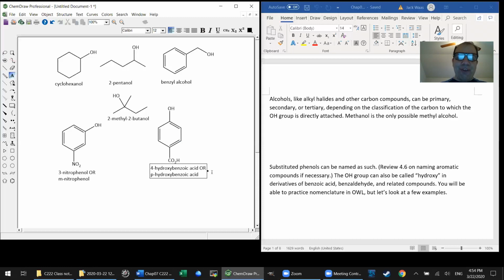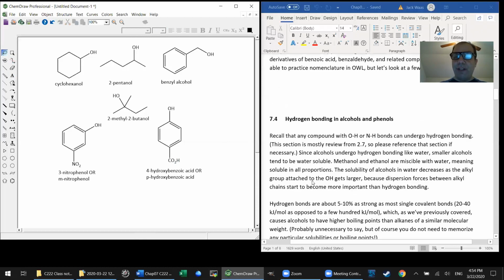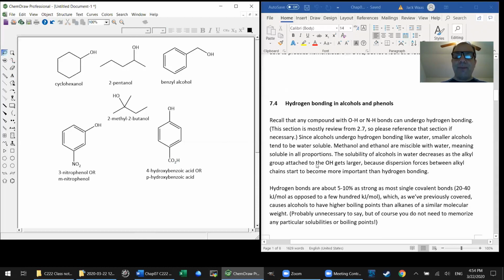I don't know of a good name, at least a convenient way, to name this as a phenol. It would require calling that carboxylic acid group something really ugly, something I guarantee you much uglier than hydroxy. So at some point it becomes necessary to do that. But again, in OWL, I think you will get some practice doing that.